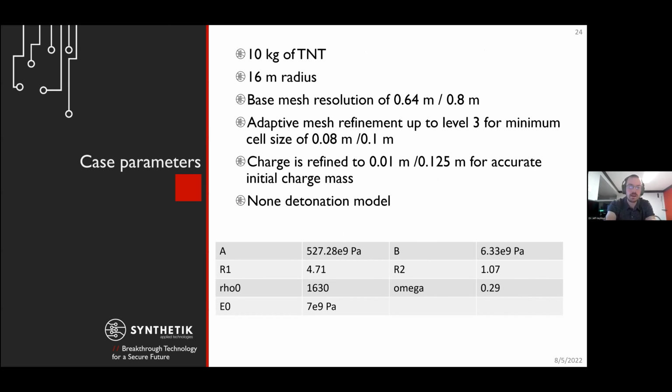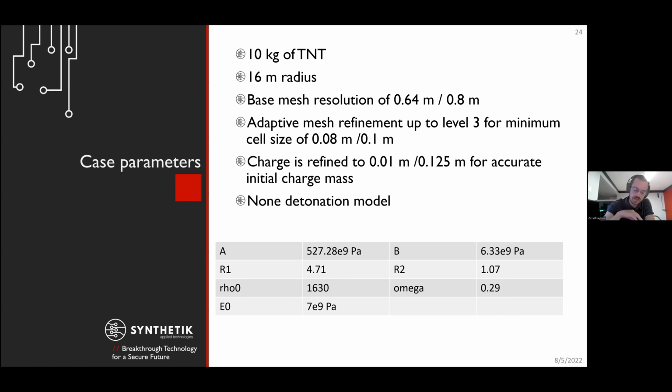So in this case, we'll be using 10 kilograms of TNT. Our mesh domain will be 16 meters in length and height. And then our base mesh resolution will be 0.64 meters for the 2D case and 0.8 for the 3D. And then both of these will have 3 levels of refinement for the adaptive mesh refinement. So 0.08 or 0.1 meters.